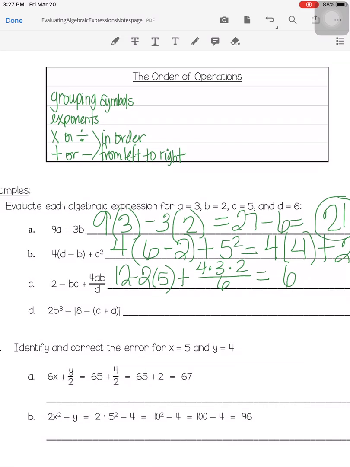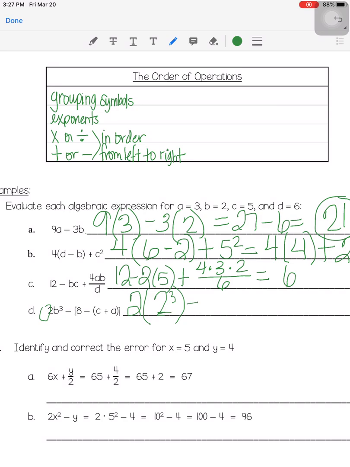Okay, and then our final example in this section, we are multiplying 2 times B to the third power. Now I'm going to put 2, which represents B, in parentheses, because that's the one that's to the third power. It's not the 2 on the outside. It is the 2 that B represents that is cubed.